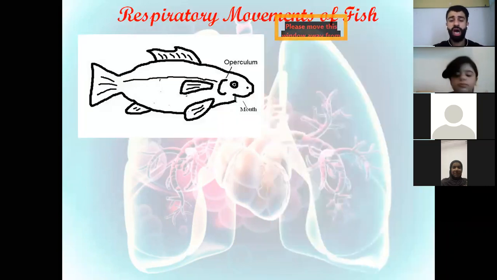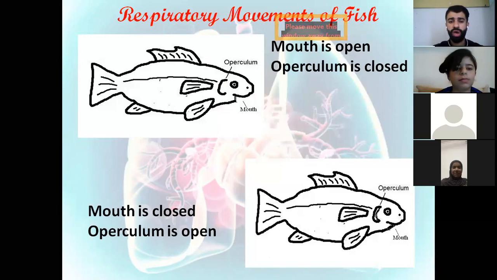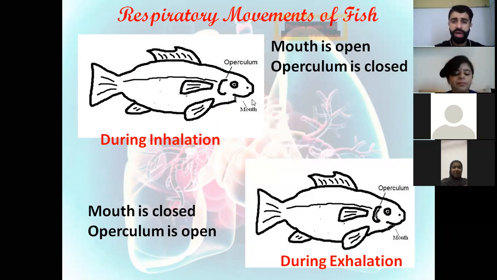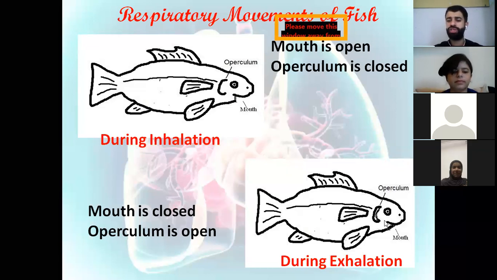When the mouth is open and the operculum is closed, we are talking about inhalation. When the mouth is closed and the operculum is open, what is the difference? When the mouth is open, the mouth allows the water to enter, so the fish gets the oxygen with the gills and gets rid of carbon dioxide during exhalation when the operculum is open.